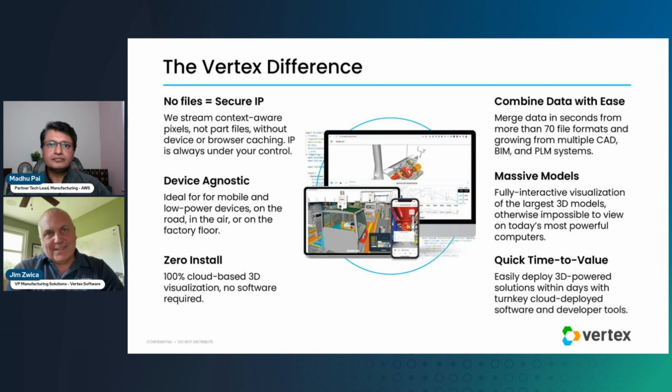As far as Vertex is concerned, though, we never cache a 3D representation on the end device. When we talk about context-aware pixels, what Vertex does is we render an image on the fly based on what you need to see. So I need to see this configuration of this machine for this end user persona. We take that information, we render an image on the fly. That image gets streamed back to the end device, but we do it 30 plus frames a second.